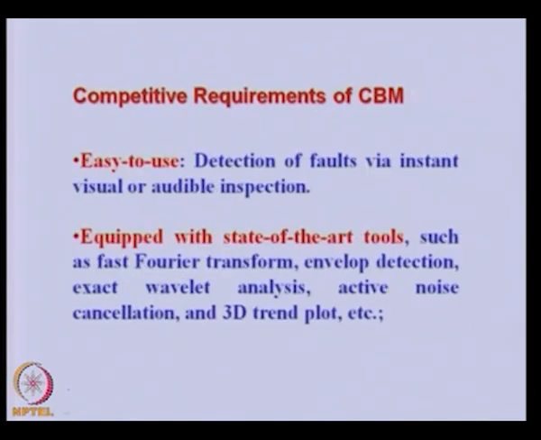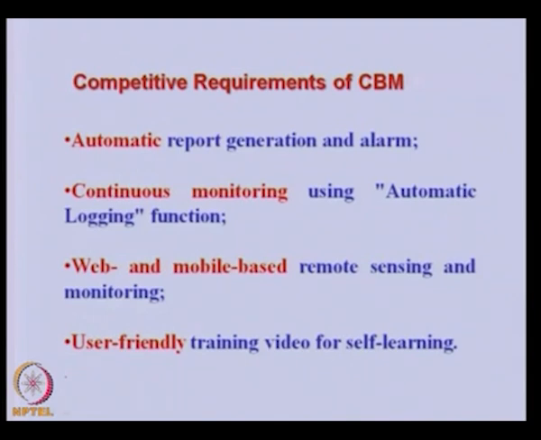Easy to use, detection of fault via instant exact wavelet analysis, active noise cancellation, and 3D trend plot, etc. These are some other requirements: automatic report generation and alarm, condition monitoring using automatic logging function, web and mobile based remote sensing and monitoring, user friendly, training video for self learning. So these are some of the requirements CBM should have.